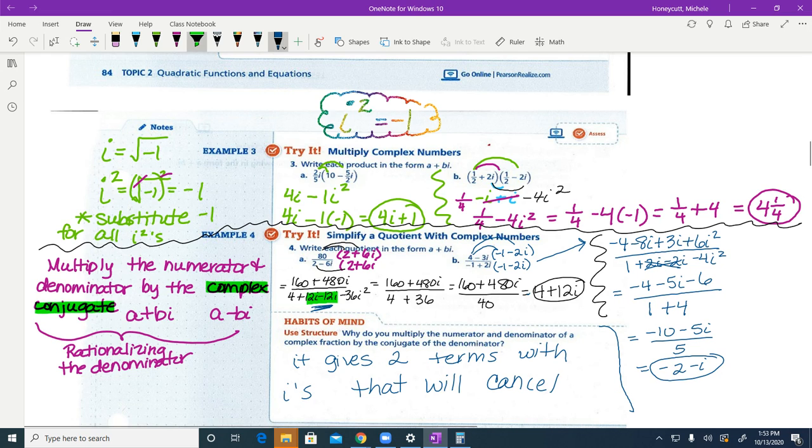So if you noticed in that first one, we had a 12i and a negative 12i. Those i's added out, and the i squared turned into negative 1. It happened again over here with the 2i and the negative 2i. Then I had an i squared that turned into a negative 1. And so now all my denominators are real numbers.